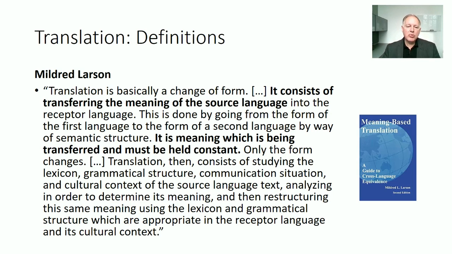So she says, and this is important, it's meaning which is being transferred. So the meaning is held constant, only the form changes. So she says translation then consists of studying the lexicon, grammatical structure, communication situation, and cultural context. So all those things we need to analyze, right, when we look at a source text, analyzing in order to determine its meaning, and then restructuring the same meaning using the lexicon, grammatical structure, cultural norms, etc., that are appropriate in the receptor language and its cultural context.